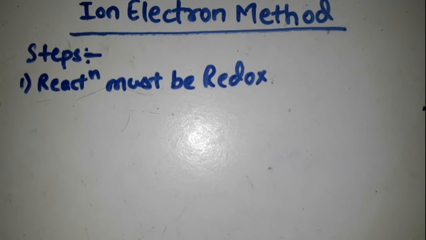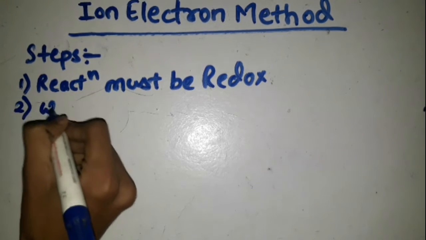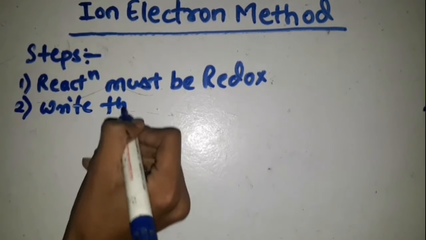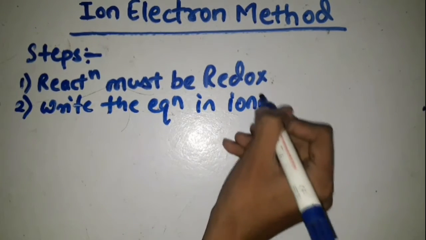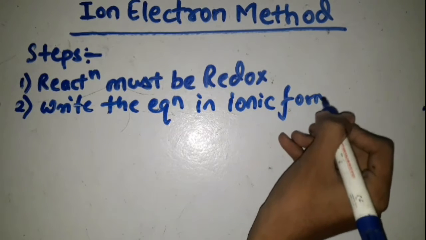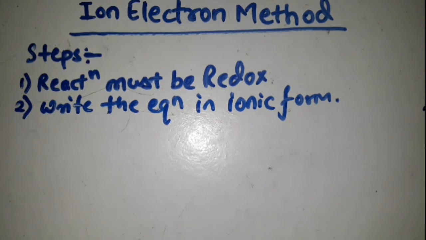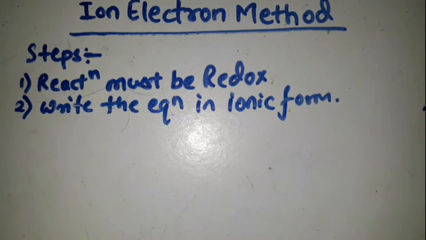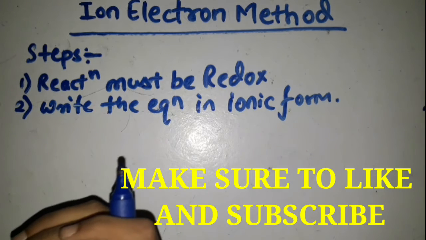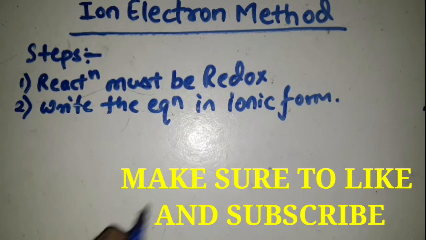After that, we should write the equation in ionic form. If there is an equation in which there is no charge, then you don't have to put any ionic form and you can skip this step. But if there is any charge present on any compound or element, you should write that in your steps while solving the questions.